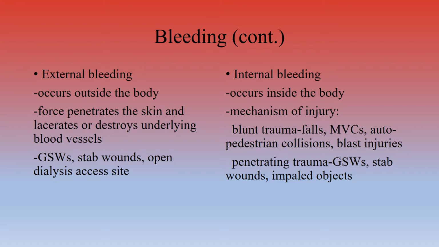Internal bleeding occurs inside the body, and pay attention to the mechanism of injury because you won't always see obvious injuries. Due to blunt trauma such as a fall, MVC, auto-pedestrian collisions, or blast injuries, they may have some internal injuries from that mechanism of injury. Also penetrating trauma, again gunshot wounds, stab wounds, and impaled objects, can damage internal organs as well and cause internal bleeding as well as external.